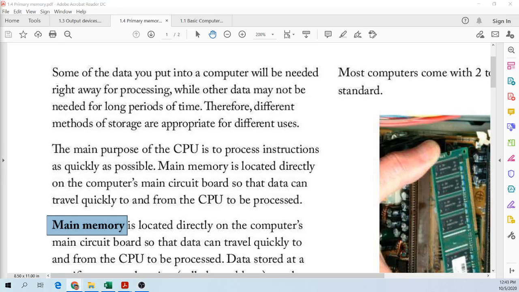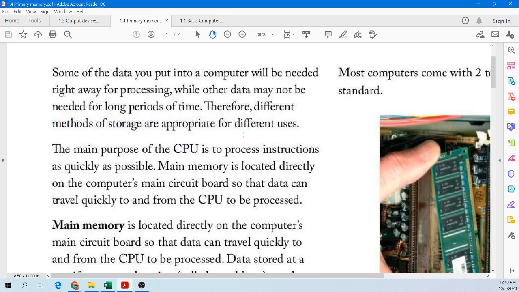Alright, and to get us started, we'd like a reader for the first two paragraphs. So let's have... Sir, can I go? Yes, you can go.